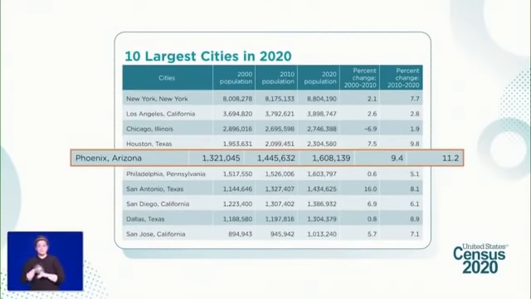The 10 largest cities in 2020 are the same group as in 2010, but the rankings changed slightly. Phoenix moved up from 6th to 5th largest city and traded spots with Philadelphia, which moved down from 5th to 6th. For the first time ever in a decennial census, all 10 of the largest cities in the United States now have more than 1 million people.